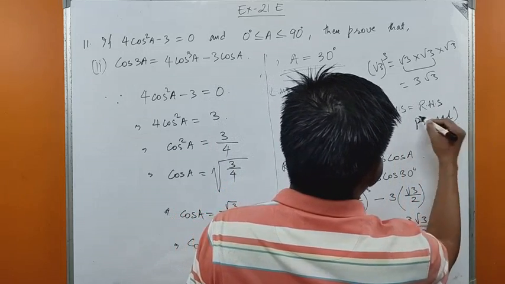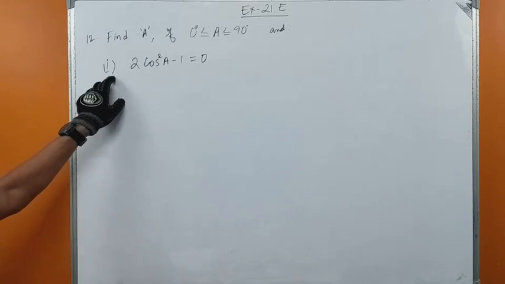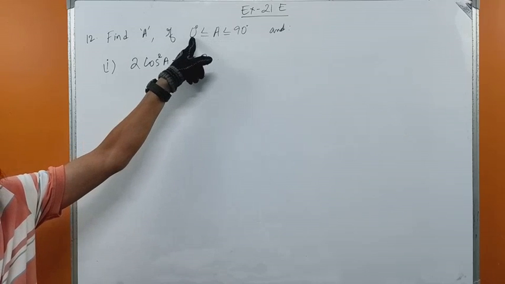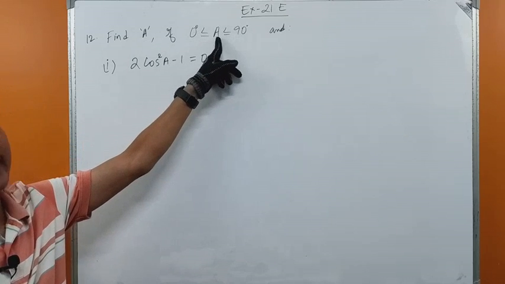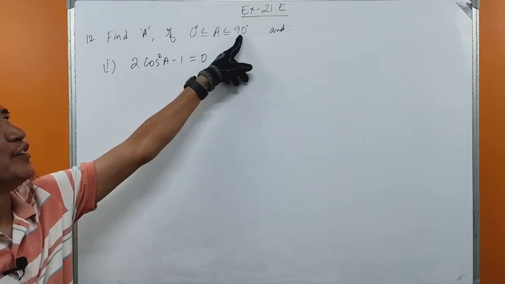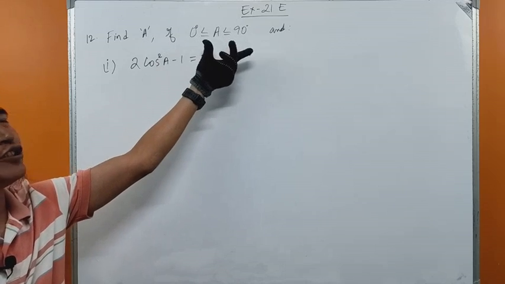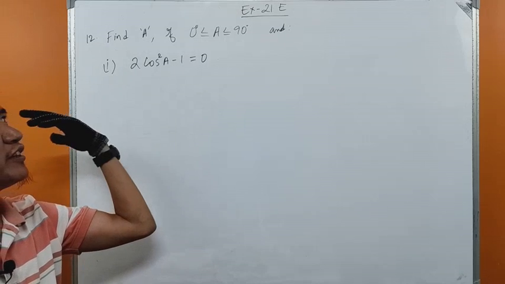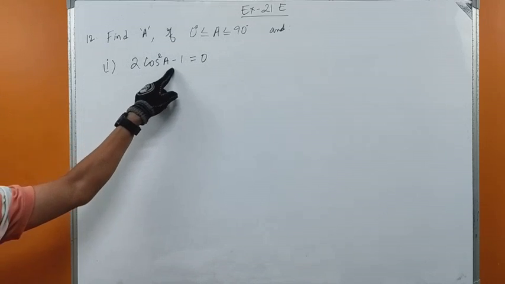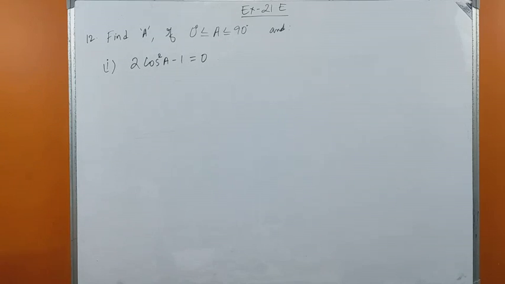Okay, so let's do the next question. Question number 1 of 12. Find A if angle A lies between 0 degree and 90 degree. The value of angle A should be equal to 0 degree or greater, and should be equal to 90 degree or less. A should lie between 0 degree and 90 degree, not lesser than 0 degree and not greater than 90 degree. We are provided with the equation 2 cos square A minus 1 equals 0. We are asked to find the value of angle A. Okay, so let's do this.